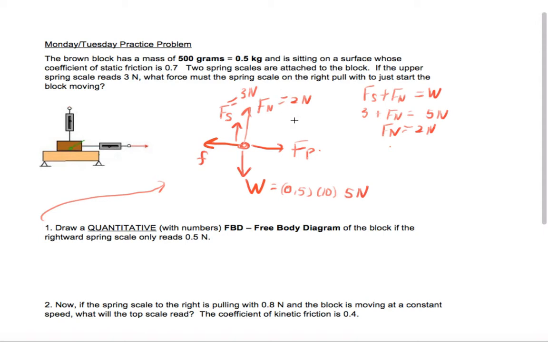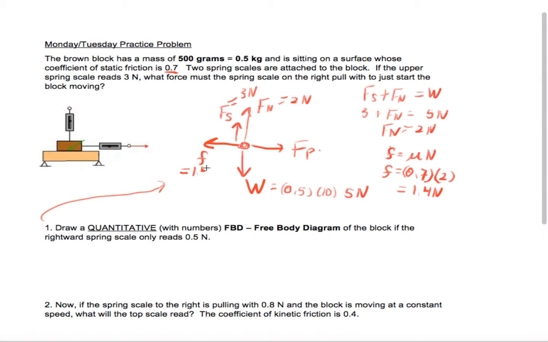Now, do we have any kind of pulling force here? Well, I don't know about that, but what we can do is calculate the friction force. Friction is mu times normal. So friction is going to be 0.7 times 2, and that's going to give me 1.4 newtons worth of force right here.